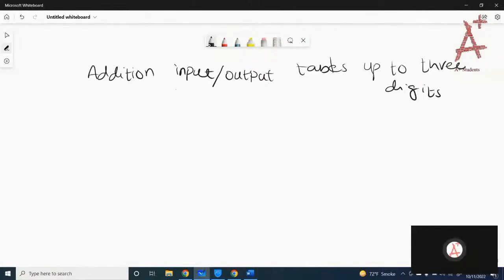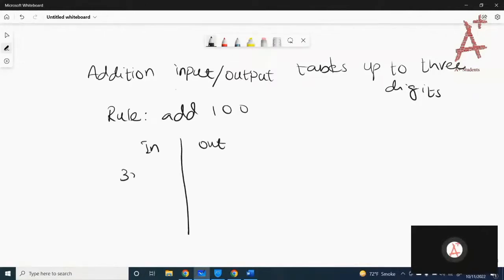Okay, so complete the table. You are given a rule and you have to complete the table. The rule is add 100, and the table is input and output. The inputs are 322, 517, 222, and 552. So you have to complete the output table. Got it? So you are given a rule, you have to add 100 to each.